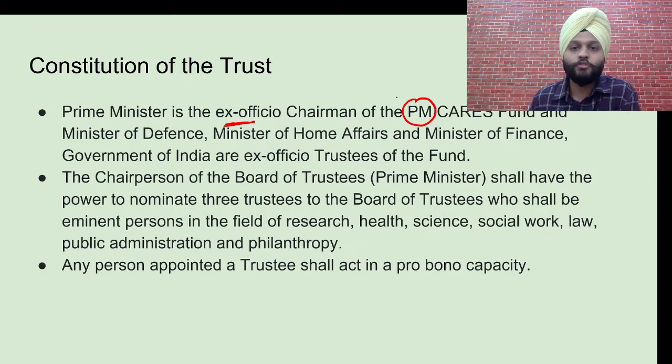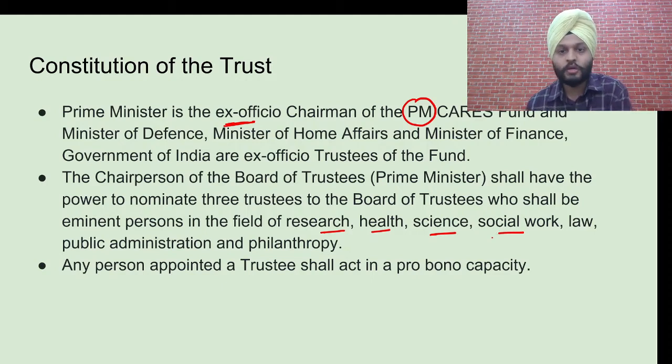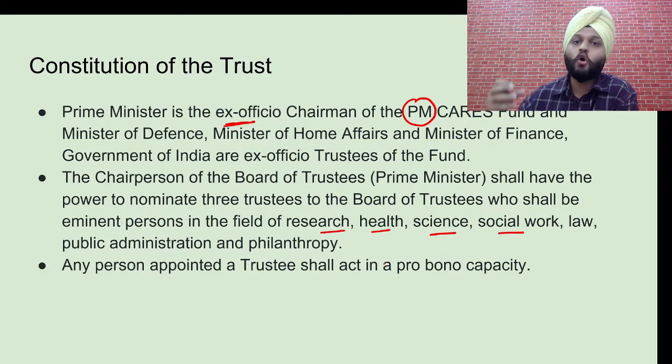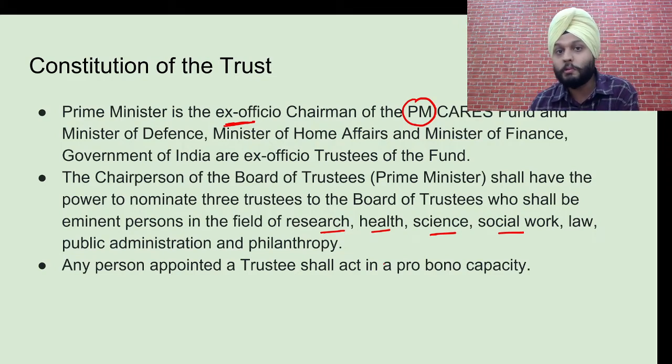The chairperson of the Board of Trustees, that is the Prime Minister, shall have the power to nominate 3 trustees to the Board of Trustees who shall be eminent persons in the field of research, health, science, social work, law, public administration and philanthropy. So it not only includes the higher political executive, but it also includes eminent people. Obviously, some specialized knowledge is required in managing the fund.